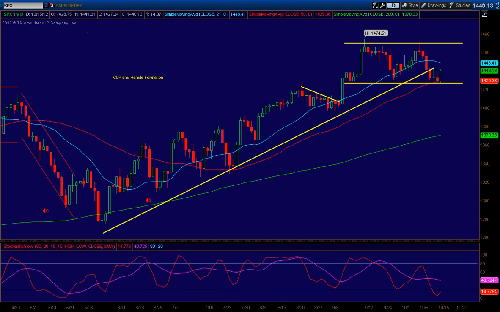Hi guys, today is October the 15th, and here's the market analysis. Take a look at it. We're going to read some charts here and look at exactly what is happening. As you can see here, we are in a trading range now.